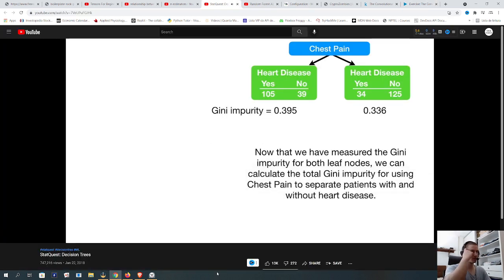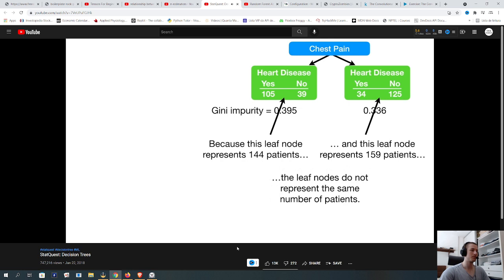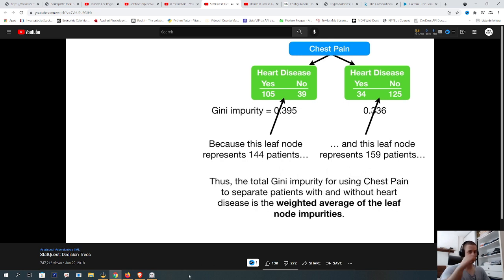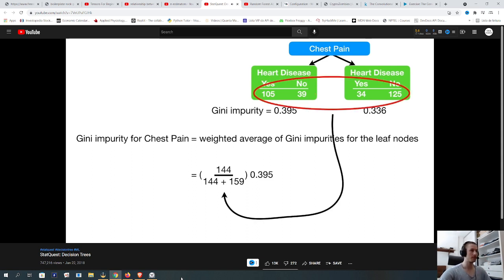Now that we have measured the Gini impurity for both leaf nodes, we can calculate the total Gini impurity for using chest pain to separate patients with and without heart disease. Because this leaf node represents 144 patients, and this leaf node represents 159 patients, the leaf nodes do not represent the same number of patients. Thus, the total Gini impurity for using chest pain to separate patients with and without heart disease is the weighted average of the leaf node impurities. So to calculate the weighted average, we take the total number of people in the left leaf node and divide it by the total number of people in both leaf nodes.